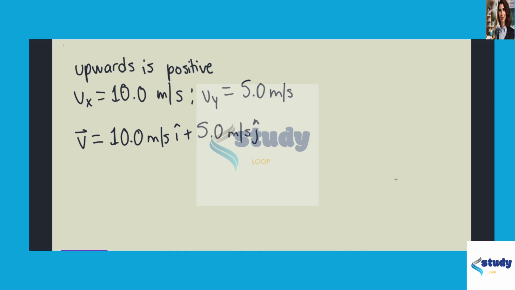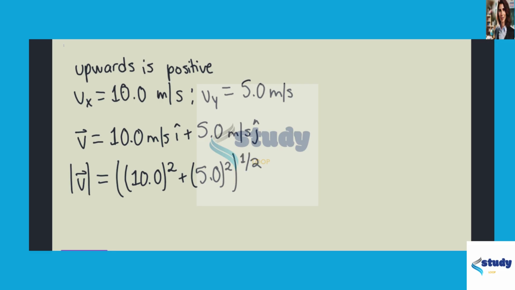To find the magnitude, this would be equal to the square root of the sum of the squares. So 10.0 squared plus 5.0 squared all to the 1/2 power. This, we simply take the square root. This is equaling 11.2 meters per second. So this would be the magnitude.